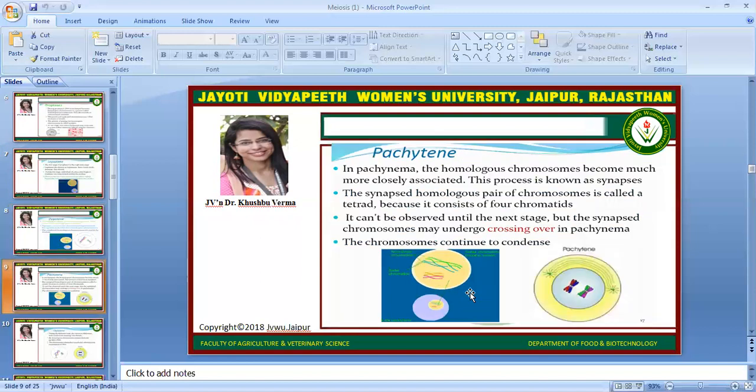Next one is pachytene. In pachytene or pachynema, the homologous chromosomes become much more closely associated. This process is known as synapsis, and the synapsed homologous pair of chromosomes is called a tetrad because it consists of 4 chromatids. It can't be observed until the next stage, but the synapsed chromosomes may undergo crossing over in the pachytene stage. The chromosomes continue to condense.